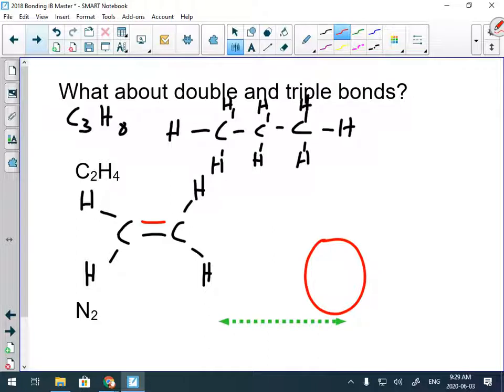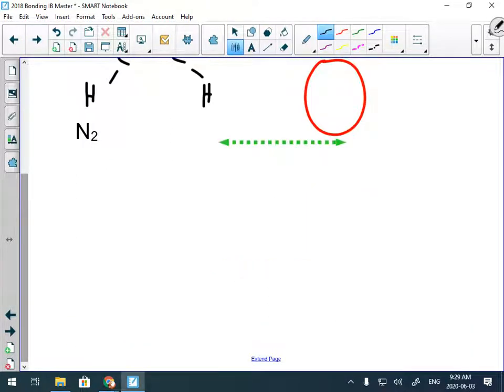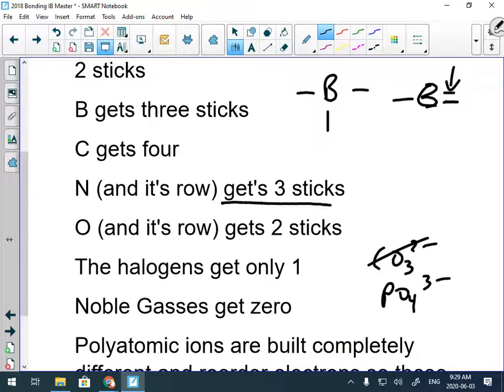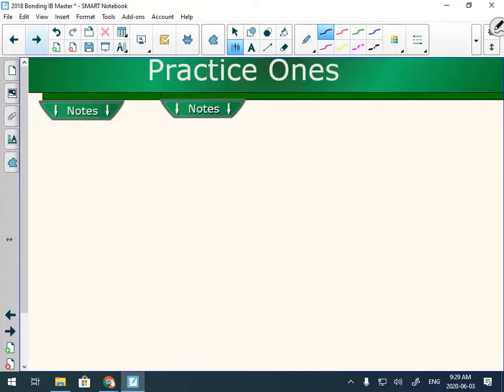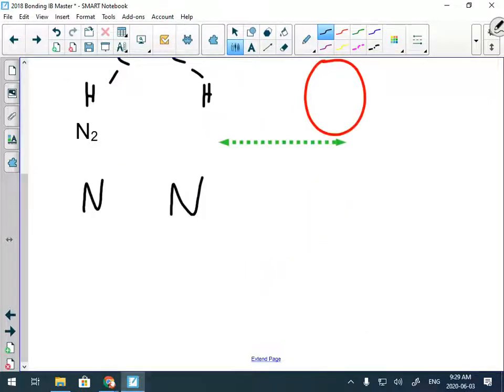All right, what about nitrogen? How many lines does nitrogen get? Remember from the slide previously? Okay, let's go back to it. How many lines does nitrogen get? Nitrogen gets 3 sticks. Why? Because it's got 3 bonding electrons. So if we have 2 nitrogens beside each other and they need 3 sticks, guess what? Triple bond. Yeah, that exists. That's a thing. Okay, how about C2H2?